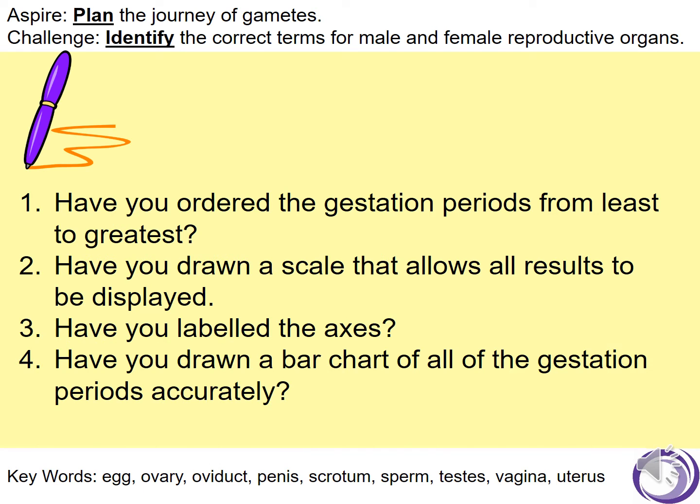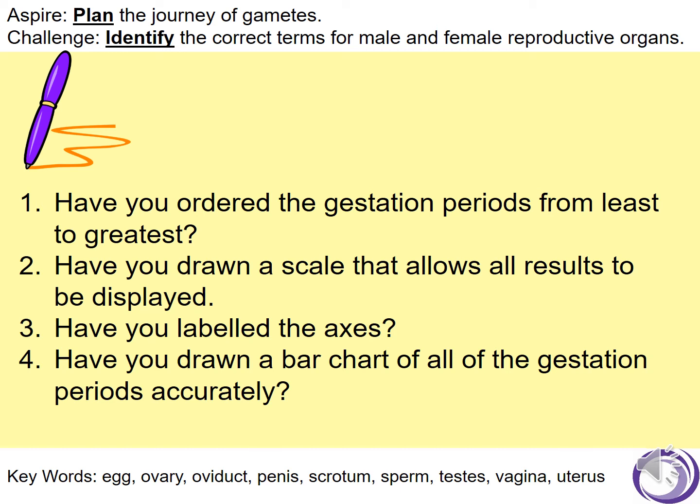So let's just make sure, before we ask you some questions, that you have put everything that you need to have on your graph. First of all, have you ordered the gestation periods from least to the greatest so we can see a pattern in your graph? Have you drawn a scale that will allow all results to be displayed? Have you labelled your axis properly?